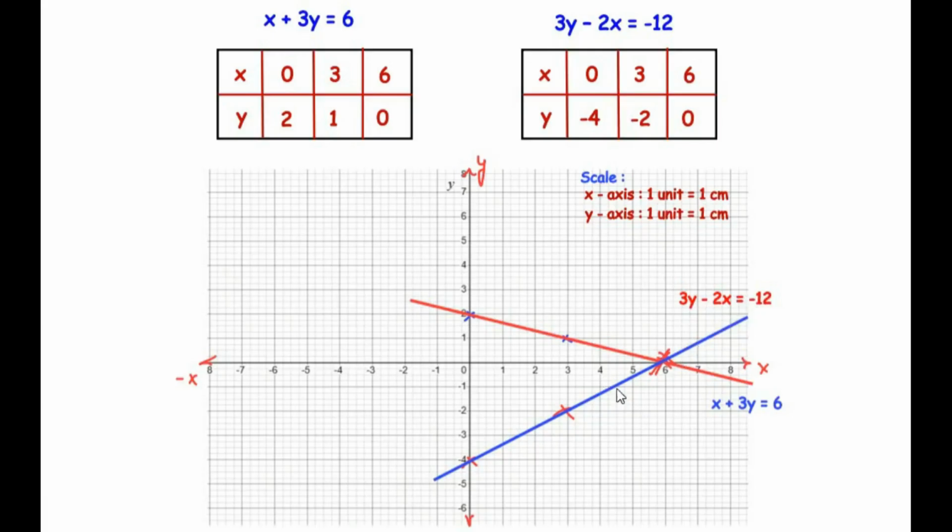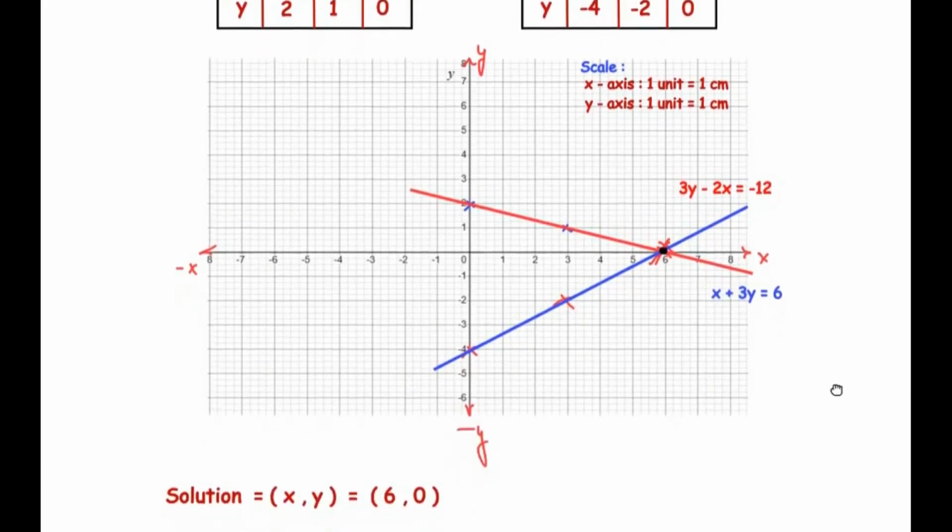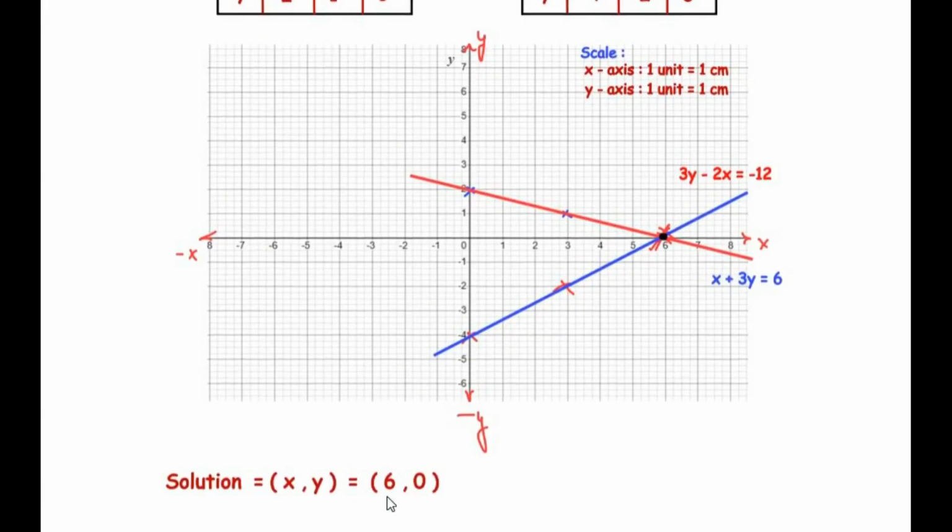Now once we have drawn the lines, we have to find out the solution of these two intersecting lines. Now we can see that these two lines intersect at a common point, that is 6, 0. So the solution or the intersecting point of these two lines is going to be 6, 0. So here we have written the solution is x, y, that is x equal to 6 and y equal to 0. So this is going to be our answer.